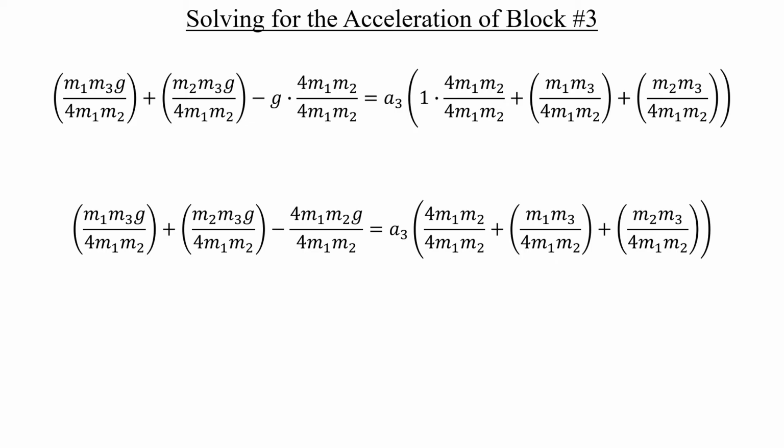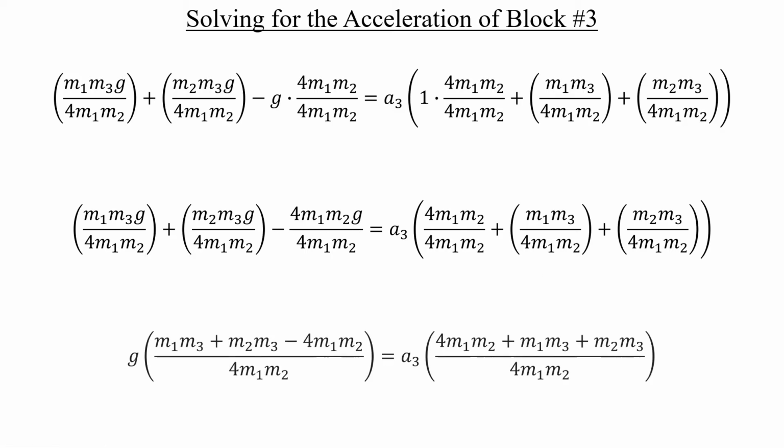Let's also factor out g on the left-hand side, because there's a g here, and a g here, so we don't need to keep it in every single term. There's a common denominator on both sides now, so let's go ahead and divide both sides by everything in the parentheses here on the right.